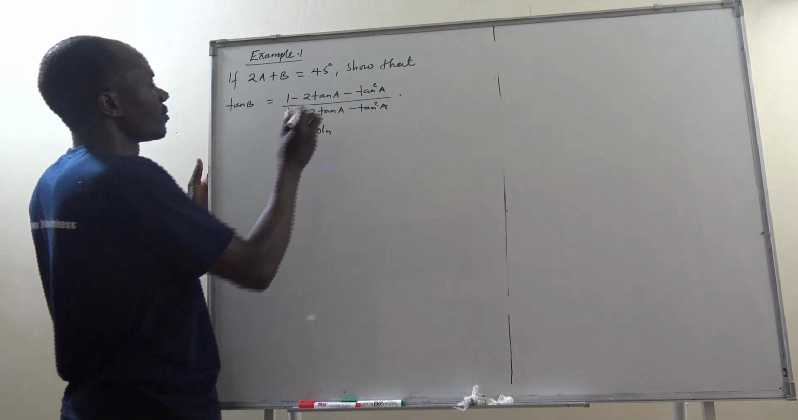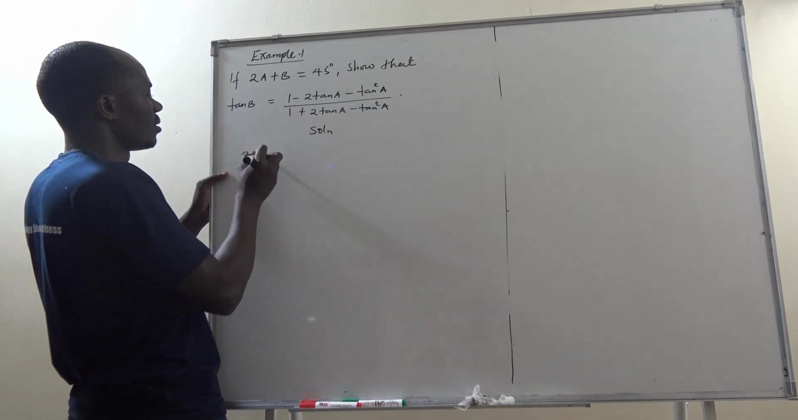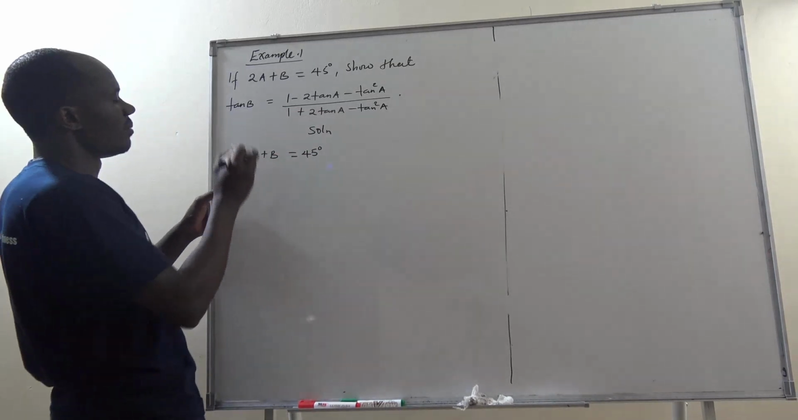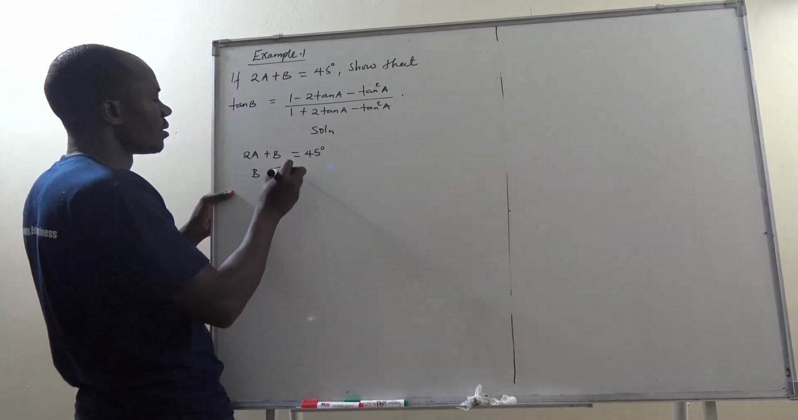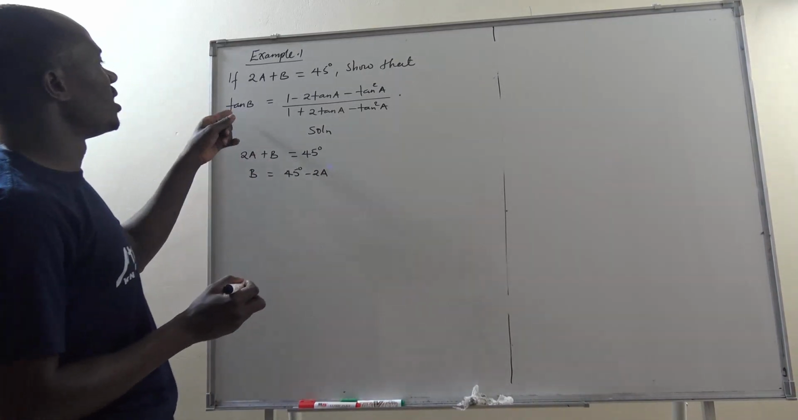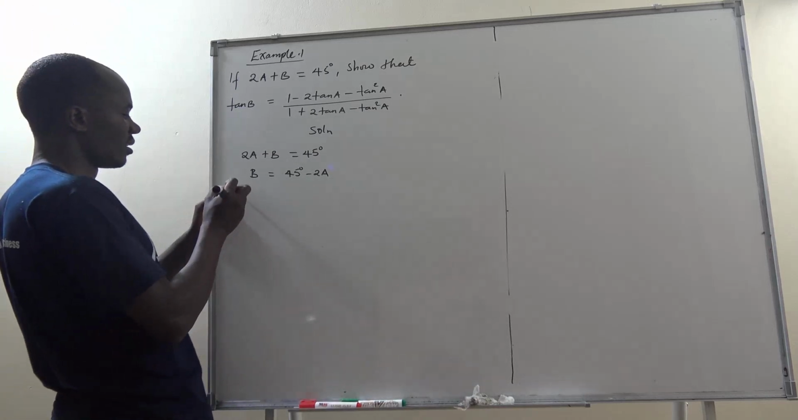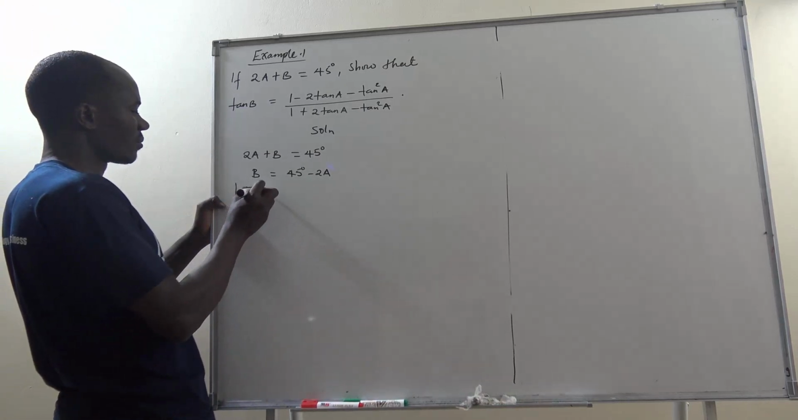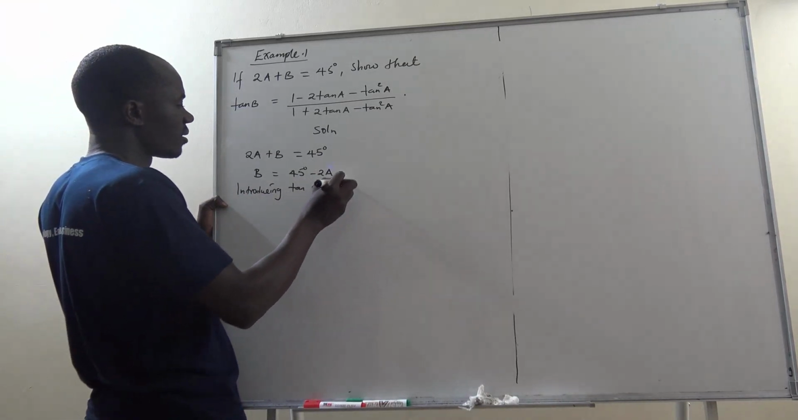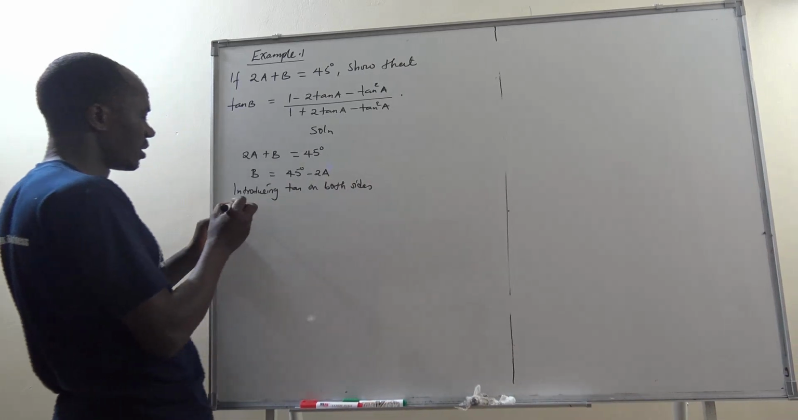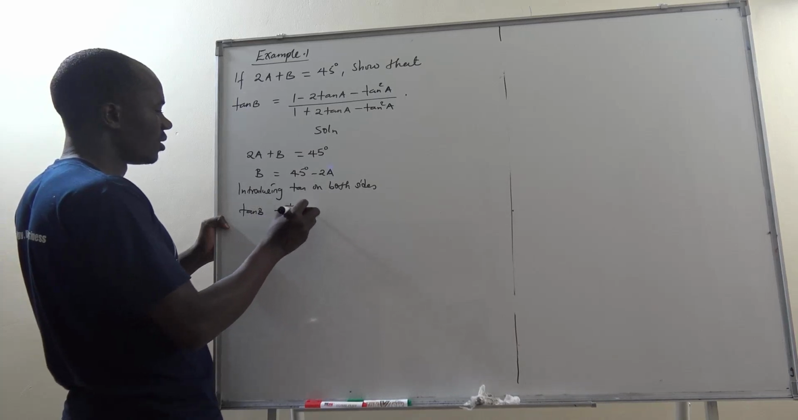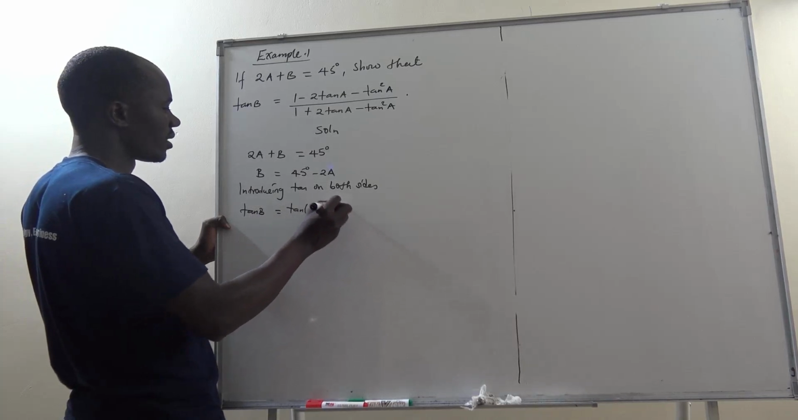So we are given that 2A plus B equals 45 degrees. Can I make B the subject? What will be B? It will be 45 minus 2A. Then I can see there is a tan. Introducing tangent on both sides, when you introduce it, what does it become? It becomes tan B equals tan of (45 minus 2A).